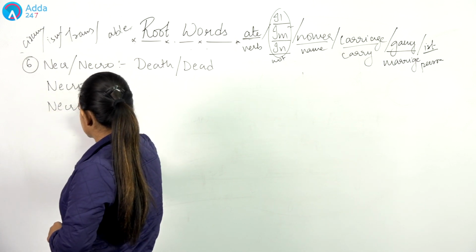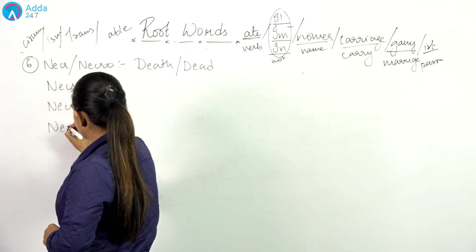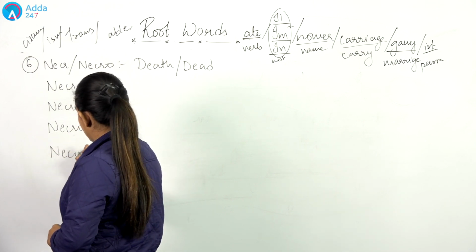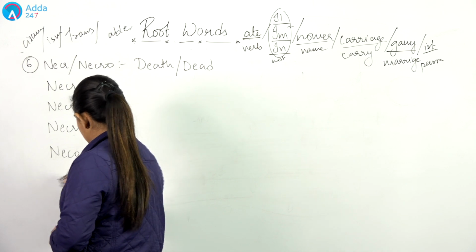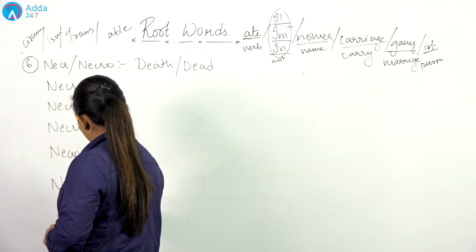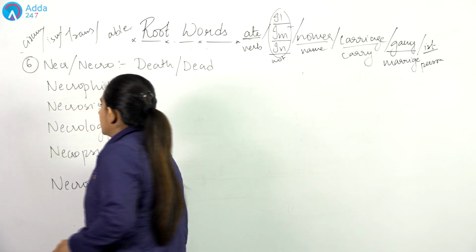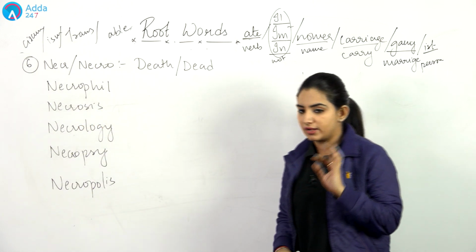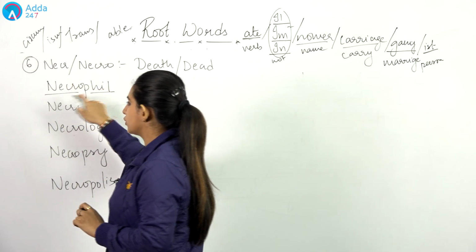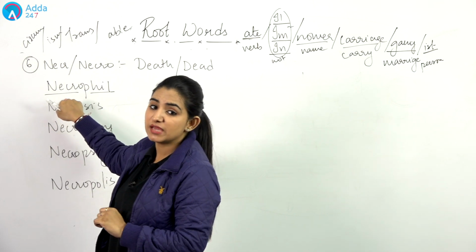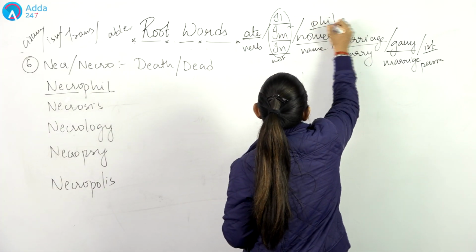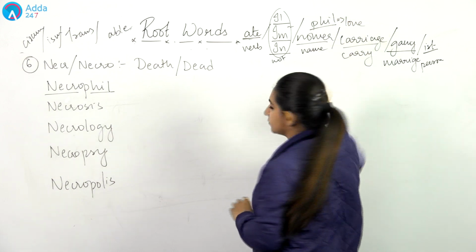Now, moving further, we have a lot of words out of it, like necrophile, necrosis, necrology, necropsy, then we have necropolis. Now, each word has necro in it, right? Moving with the first word, necro defines death, and whenever we have phil written somewhere, phil defines what? It defines love.